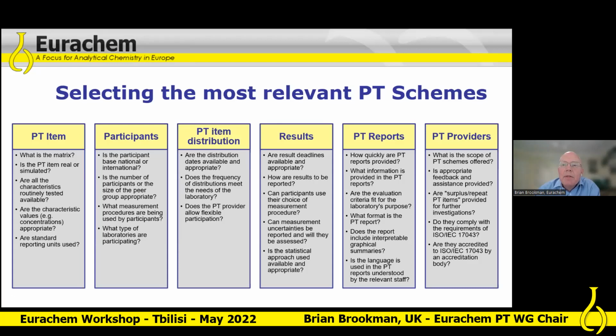And when selecting the most appropriate scheme in which to participate, an important criterion perhaps is the measurement results to be reported. Maybe things such as whether the analysis time being allowed by the PT provider is adequate for the laboratory. How are the results to be reported? Is there a choice of measurement procedure? Can measurement uncertainties be reported? And how will the results be assessed?